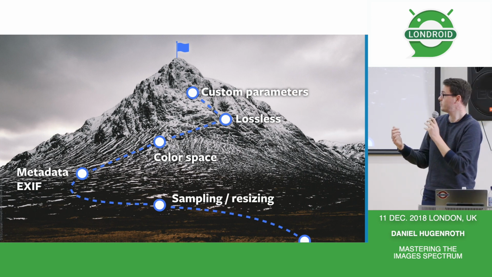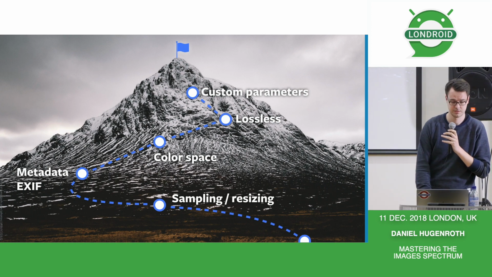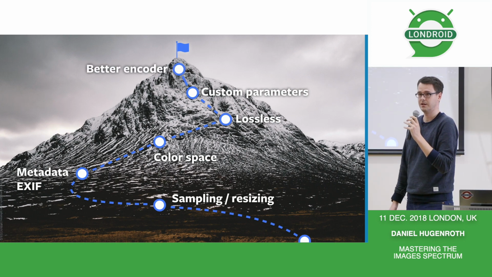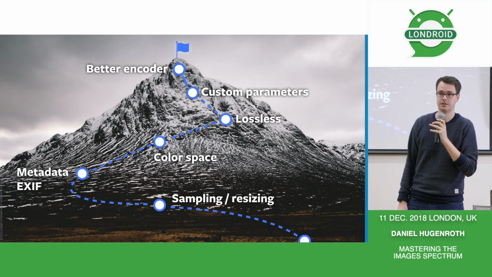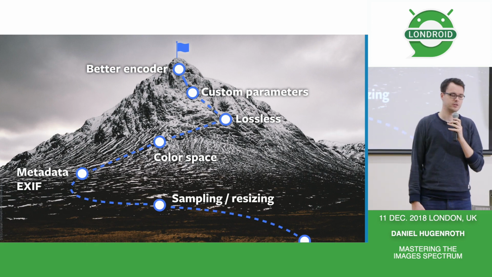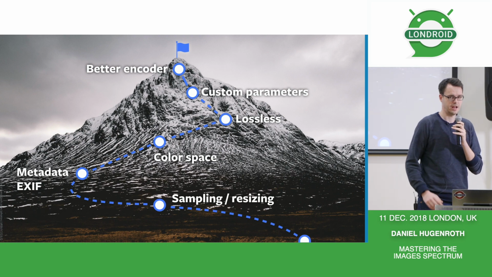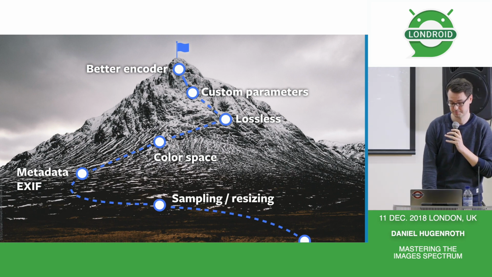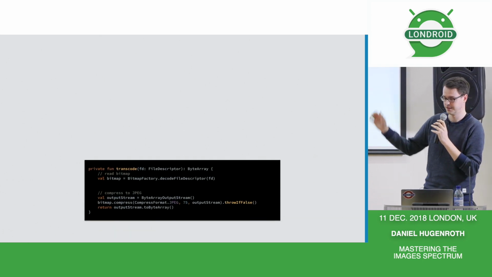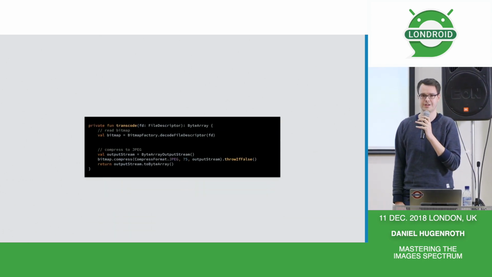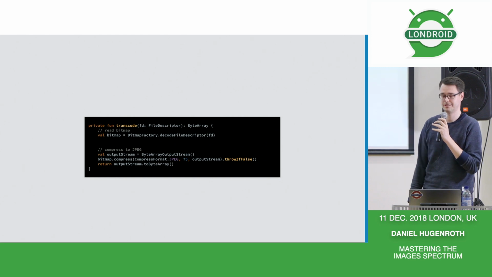And if we're there, we can just go the next step and say we are not happy with the one-size-fits-all encoder of the system, but ship our own JPEG encoder. And if we follow this journey in code, it's basically you start with a very easy function. You just recompress that image.